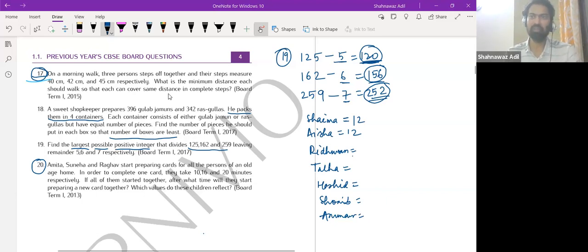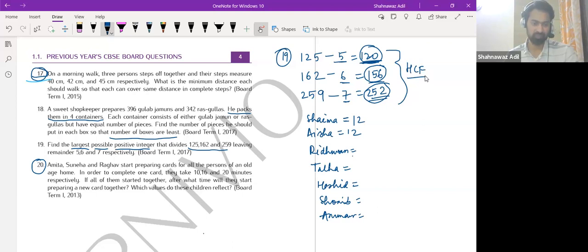Hello Amar, you got disconnected. Did you understand why we should calculate the HCF of these three numbers? Because we are dividing these three numbers by a number, which means that the number is smaller than these three numbers.